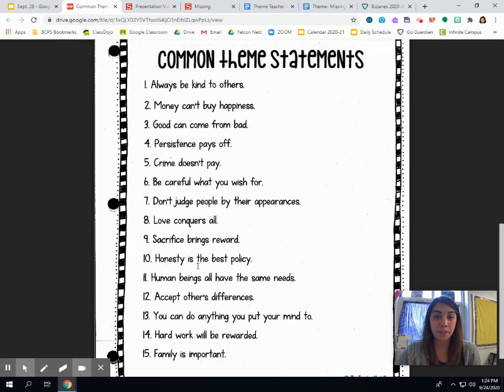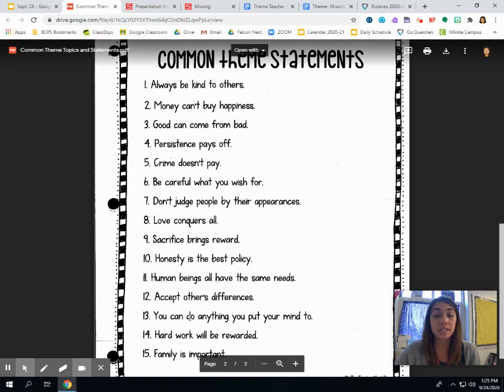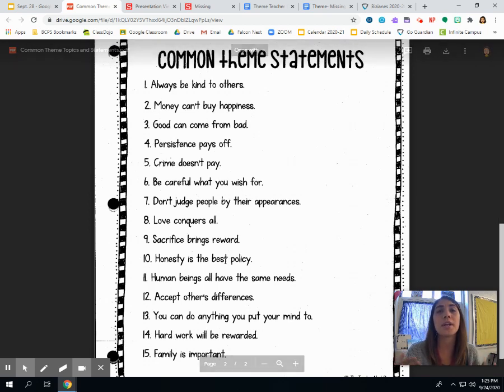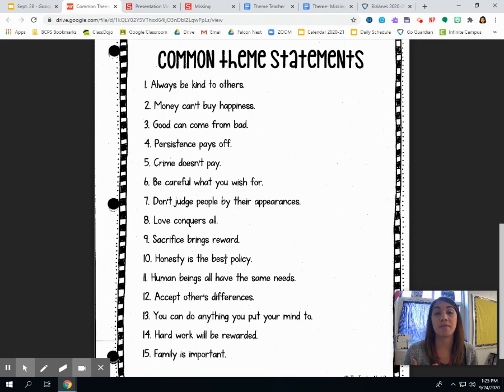Honesty is the best policy, always telling the truth, right? Human beings all have the same needs. Accept others' differences. You can do anything you put your mind to. Hard work will be rewarded, and family is important. Now, are those all the themes in the whole world? No, those are just some of them.